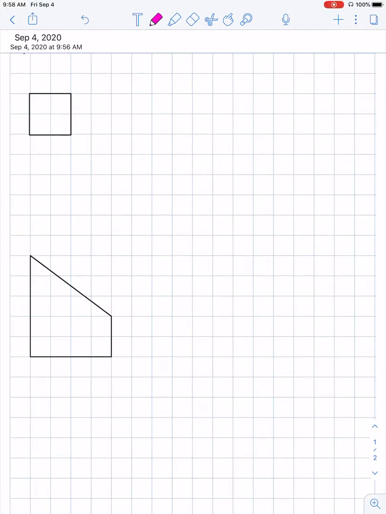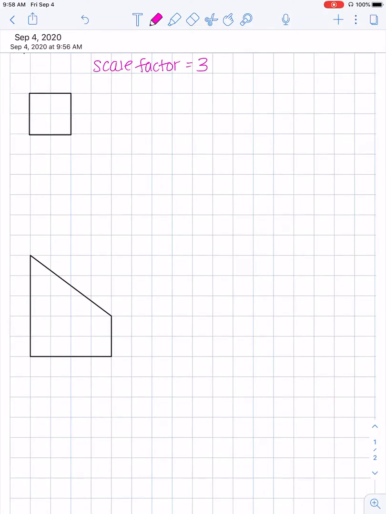Hello, seventh grade. Today we are going to go over drawing scale copies using the scale factor. So we're going to start with this square up here to the top left. And I decided that I'm going to enlarge it by a scale factor of 3. So I'm going to triple its size.